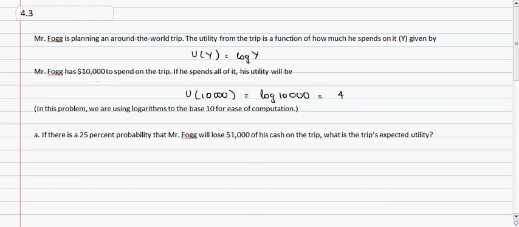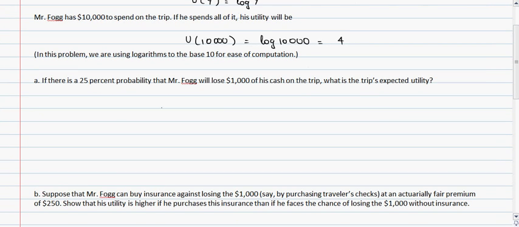Basically the player is having 10,000 to spend on the trip. It's the consumer, and if he's spending all of it, his utility is going to be the utility of 10,000, which is log of 10,000, and that is equal to 4. So the question asks: if there is a 25% chance that the consumer is going to lose 1,000 of his cash on the trip, what is his expected utility for the trip?